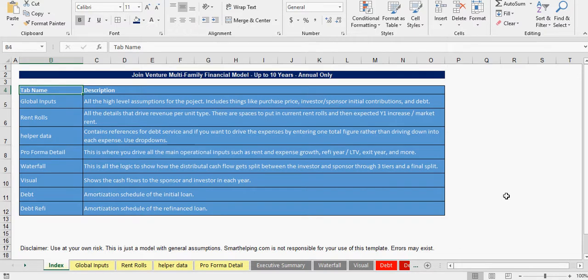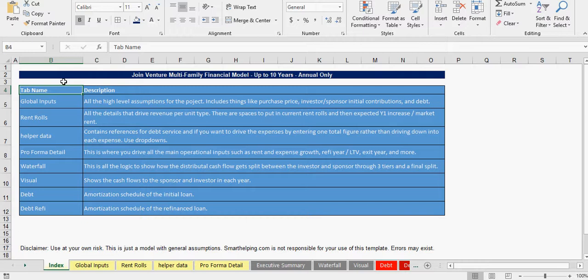Got a new model for you. This is a joint venture real estate model. Goes up to 10 years. Is annual only. And we're going to spend probably most of the time talking about the waterfall logic because it's the most complex thing in here. So let's get started.